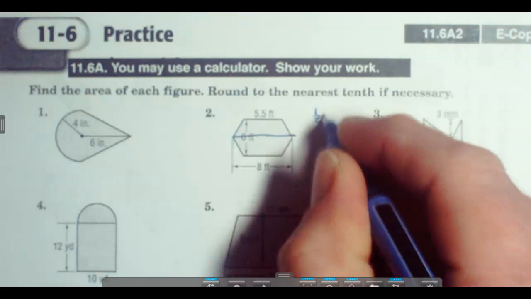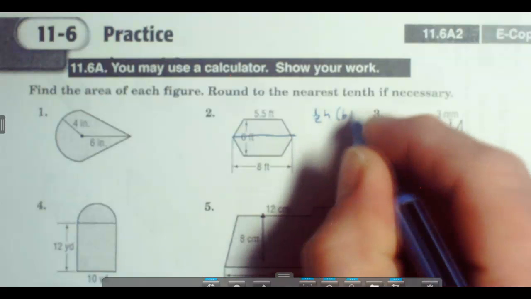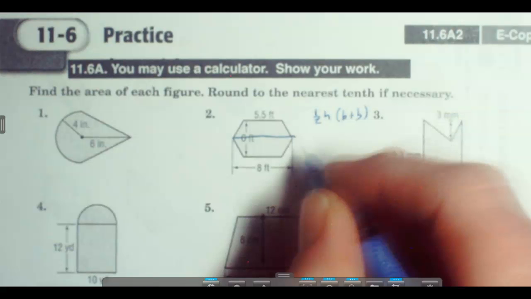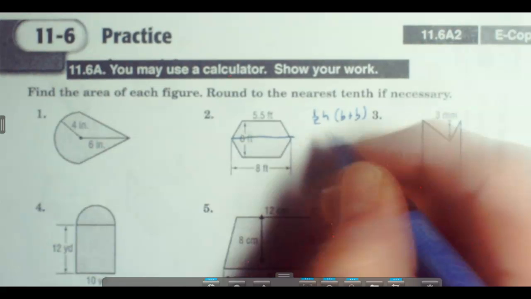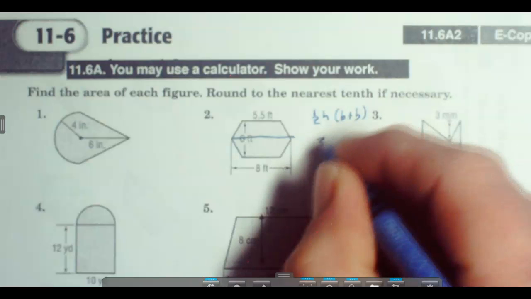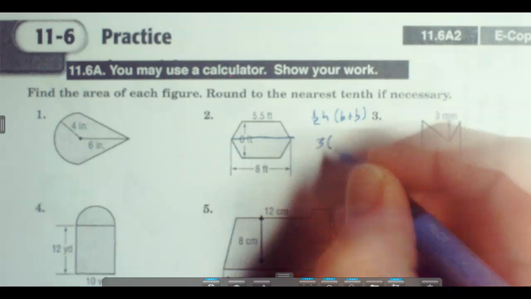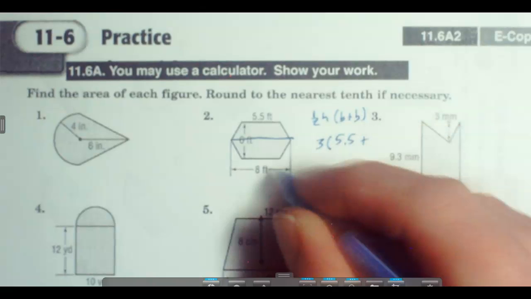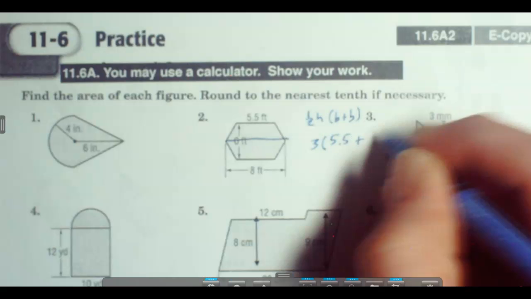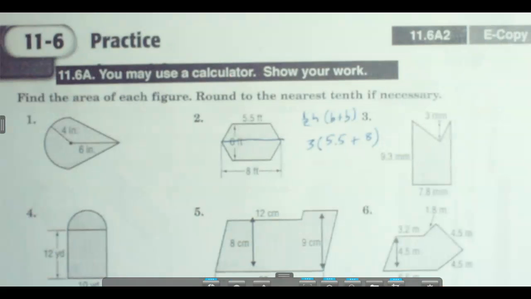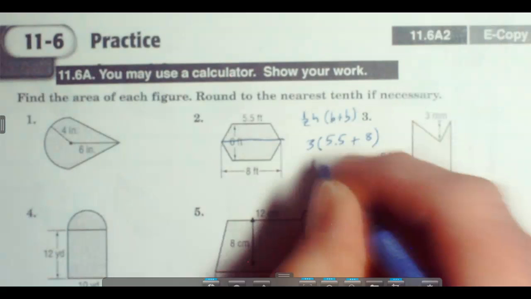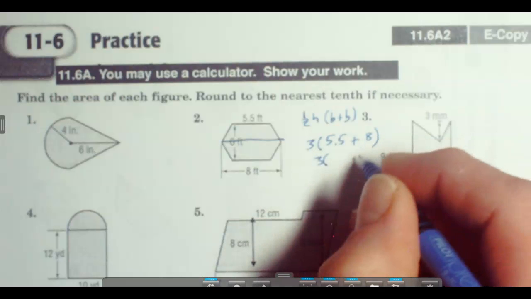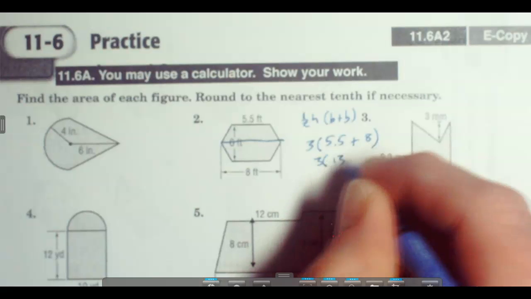One half the height times the base plus the base would be the area of a trapezoid. So do I have the height? Yes, if this is 6, half of that will be 3, so it'll be 3 times, and this base here is 5.5, that's the top. We have to add this, which is 8. So that's really the same as 3 times 5.5 plus 8, that's going to be 13.5.